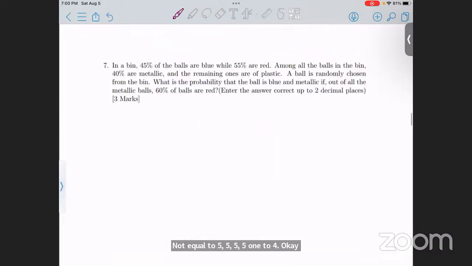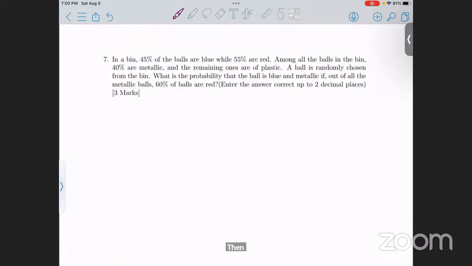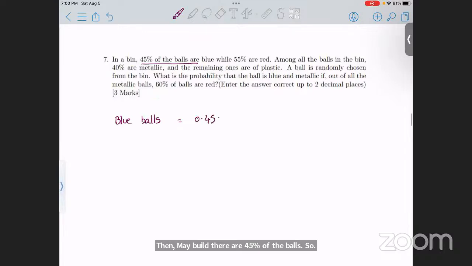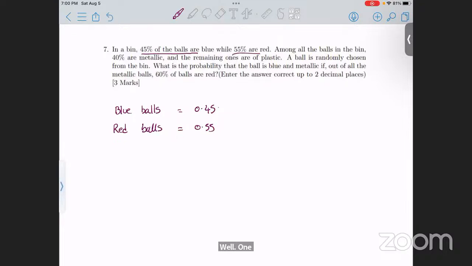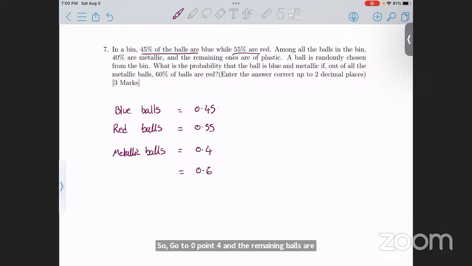Then going to question number 7. In a bin, 45% of the balls are blue, so blue balls is equal to 0.45, while red balls is equal to 0.55. Among all the balls in the bin, 40% are metallic, so metallic balls is equal to 0.4, and the remaining balls are plastic, 0.6, because 1 minus 0.4.